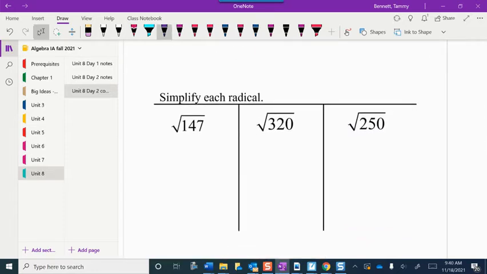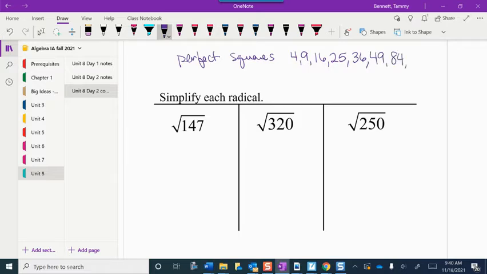So square root of 147, I'm looking at that list of perfect squares. I'm going to write these up here. So perfect squares would be, first one I'm going to use is 4, 9, 2 squared is 4, 3 squared is 9, 4 squared is 16, 5 squared 25, 6 squared 36, 7 squared 49, 8 squared, how about 64, 9 squared 81, 100, and so on.